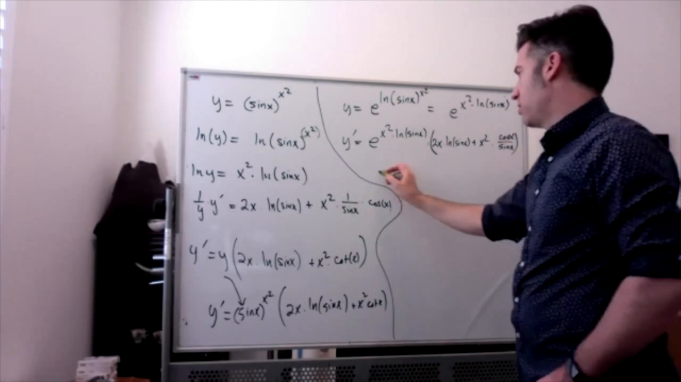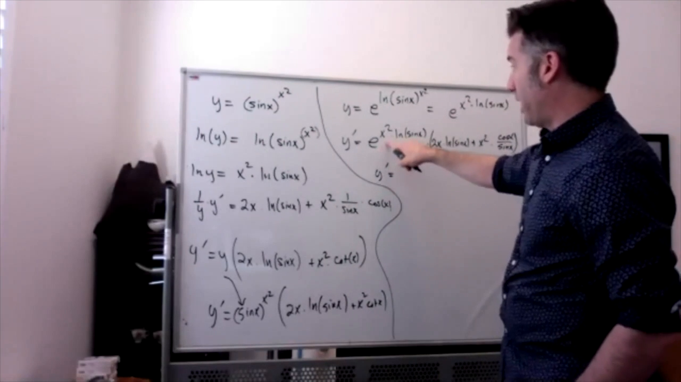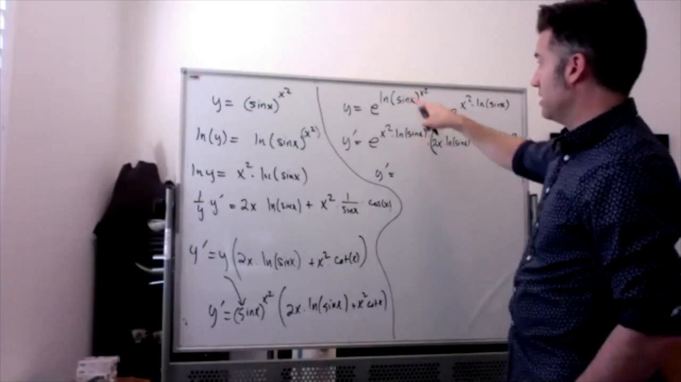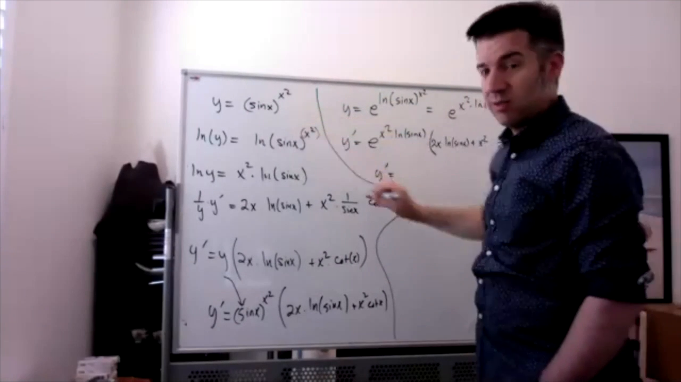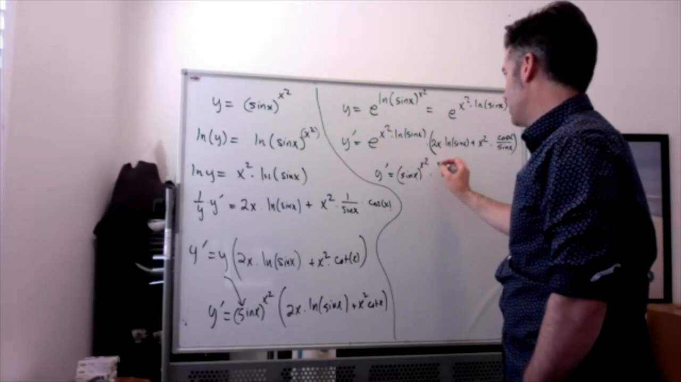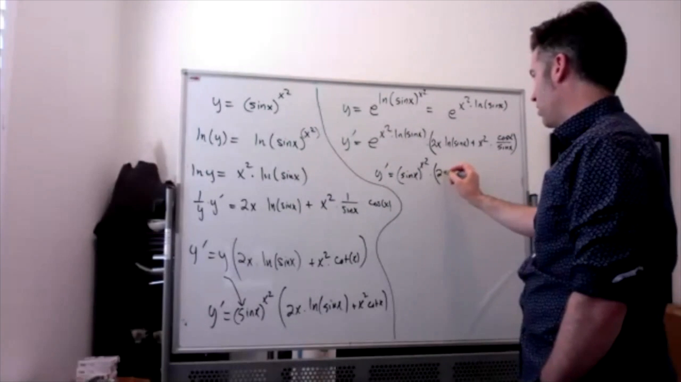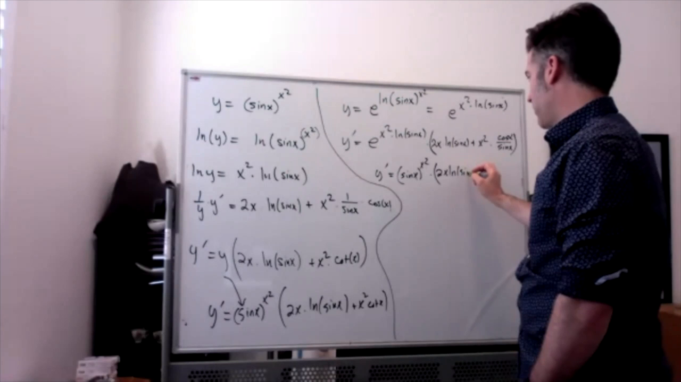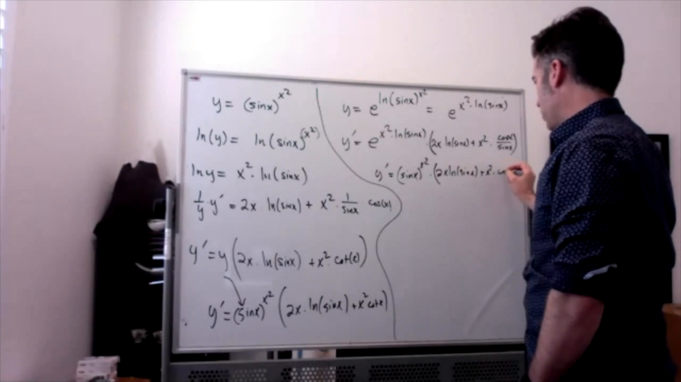And then e to the x squared times natural log of sine of x is that, which is that. So I end up getting sine of x to the x squared times this hot mess over here: 2x natural log of sine of x plus x squared times cotangent of x.